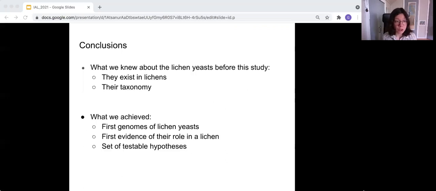To sum up, we used a combination of a wet lab technique we called cortex slurry method and bioinformatic analysis to obtain the first two genomes of lichen yeasts. When we started, we only knew two things about lichen yeasts, that they exist and what taxonomic group they belong to. But now with these genomes, we generated a set of testable hypotheses about the metabolic potential and the trophic strategy. And this is the first ever evidence on the role the yeasts play in the lichen symbiosis.